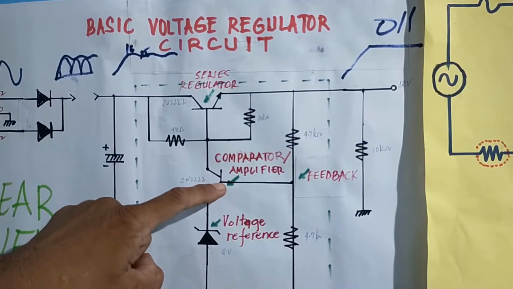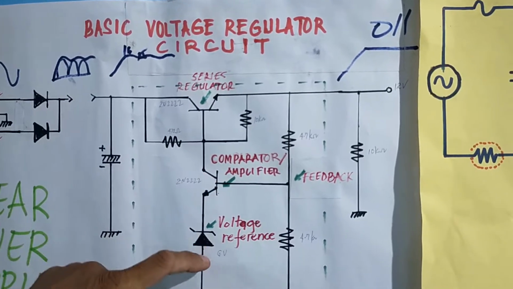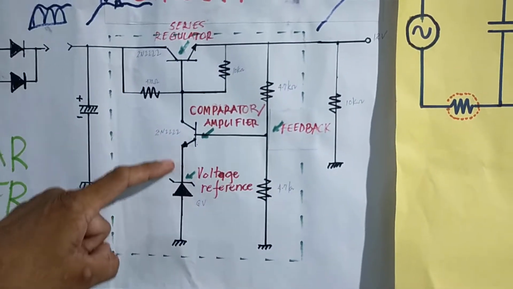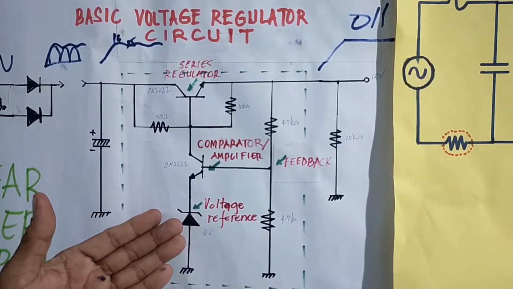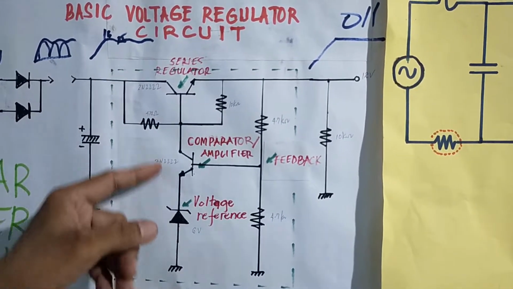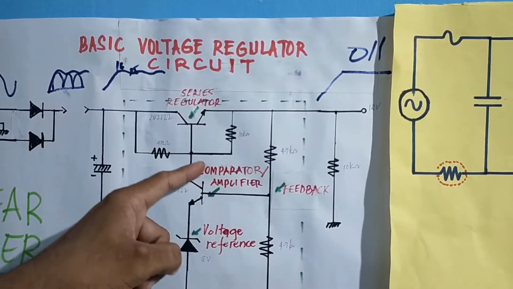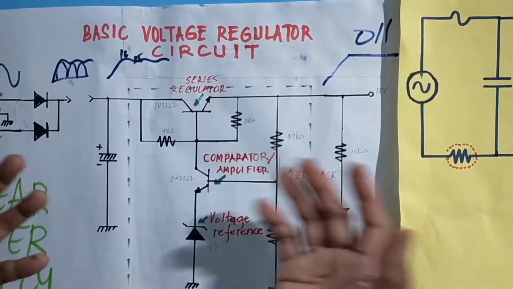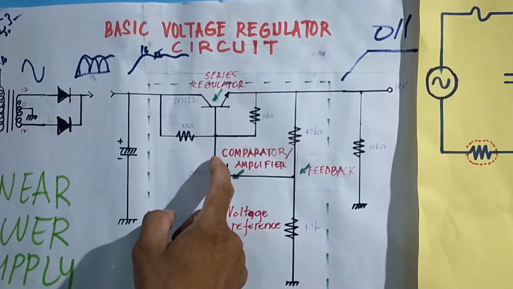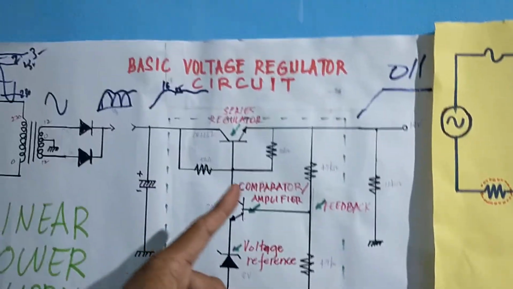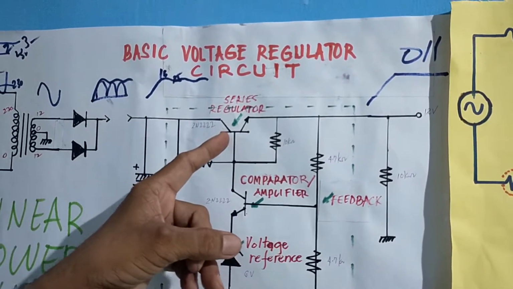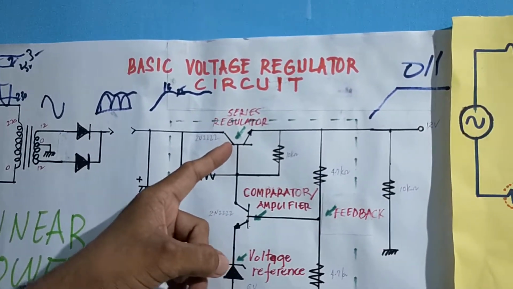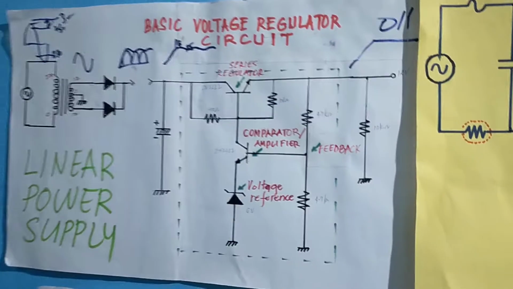Input line is base. On the other hand, emitter is connected to a Zener diode that provides reference voltage. Then, that change of voltage is used to control the operation of this series regulator. By the way, it is called series class because it goes like this, class.